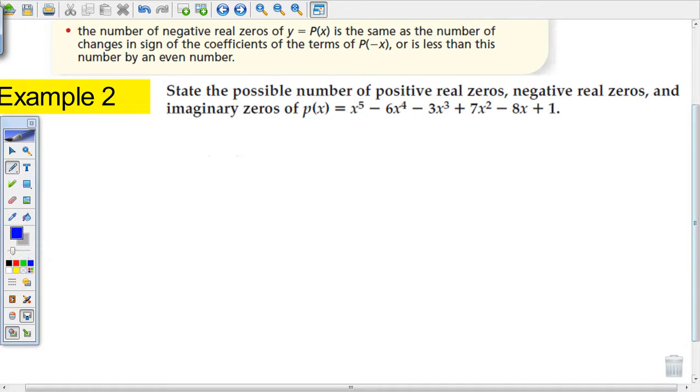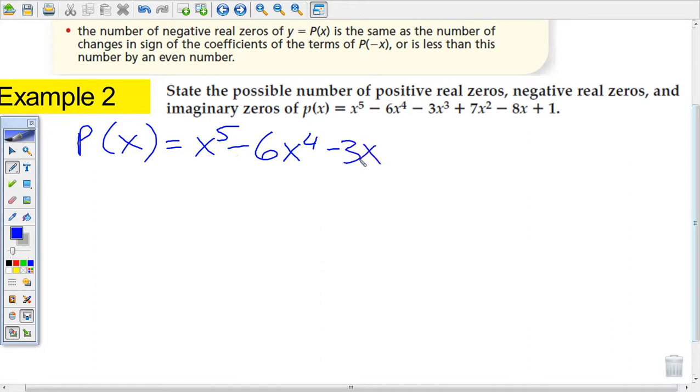Here's a function p of x. What degree is it? It's fifth degree, and what do we call that? Quintic. This is a quintic polynomial, and it has how many zeros? 5. So you know you need to add up to 5 zeros. So let's look at the sign changes. If I take p of x, which is the polynomial in its original form, and I copy it down, why don't you count to see how many sign changes there are between each term while I write it down.